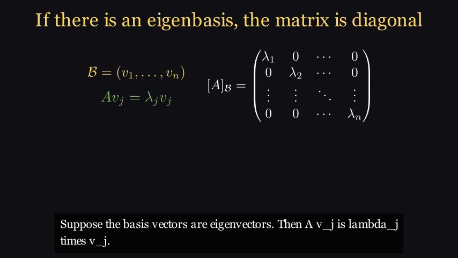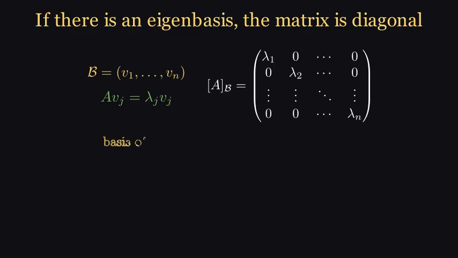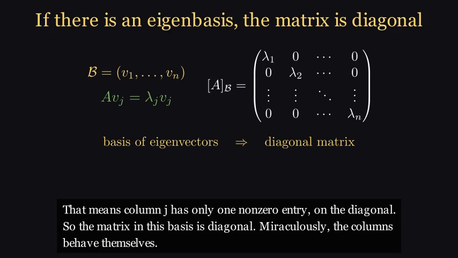Suppose the basis vectors are eigenvectors. Then A Vj is lambda j times Vj. That means column j has only one non-zero entry on the diagonal, so the matrix in this basis is diagonal. Miraculously, the columns behave themselves.